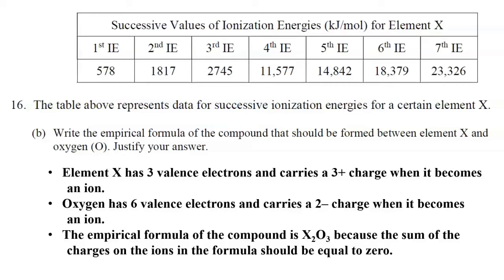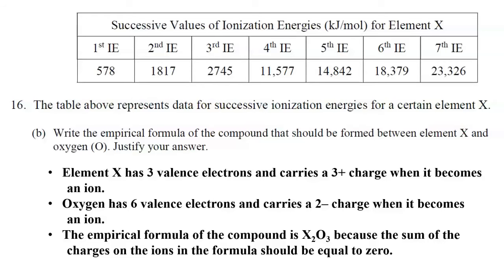Element X has 3 valence electrons, would normally carry a 3 plus charge when it becomes an ion. Oxygen normally carries a 2 minus charge when it becomes an ion, so the empirical formula is X2O3 because the sum of the charges on the ions should equal 0.